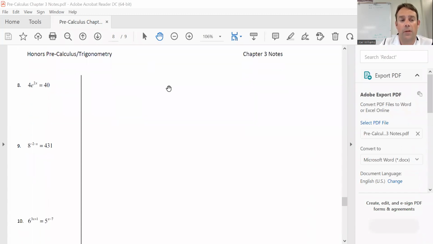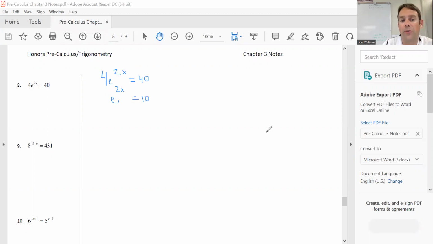All right. So let's take a look at number 8. If you want to pause the video, you can, but we're just going to jump right on into it here. All right, so I see 4 e to the 2x equals 40. Divide both sides by 4, I get e to the 2x equals 10. So I'm stuck in exponent form.